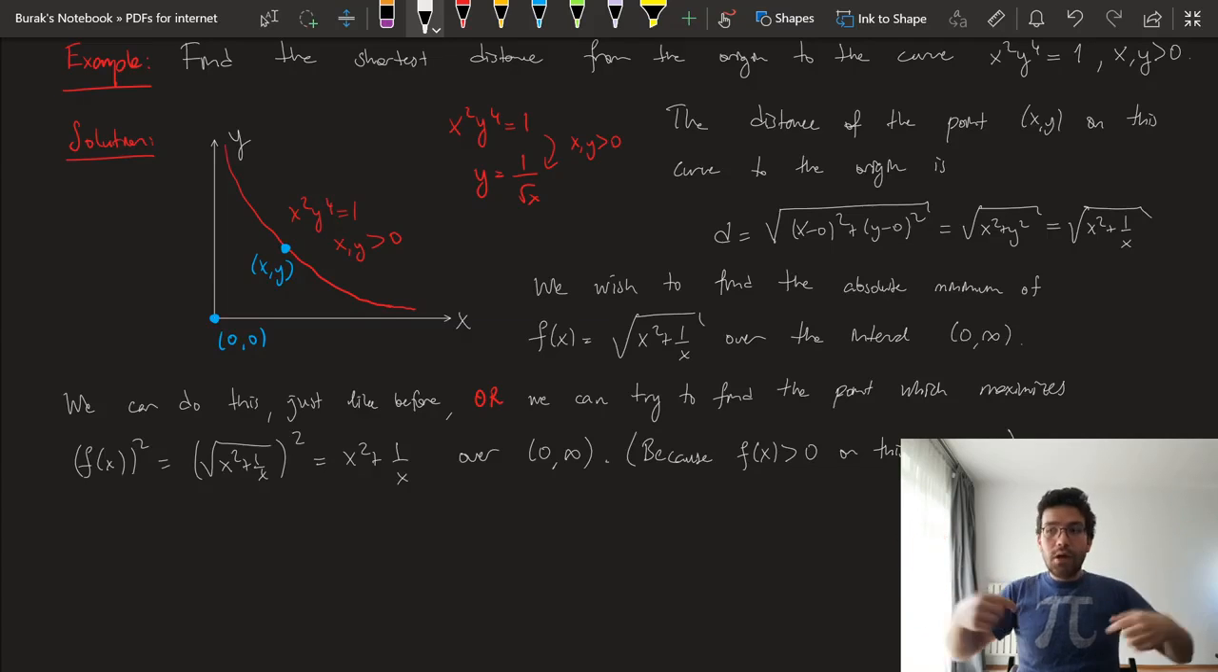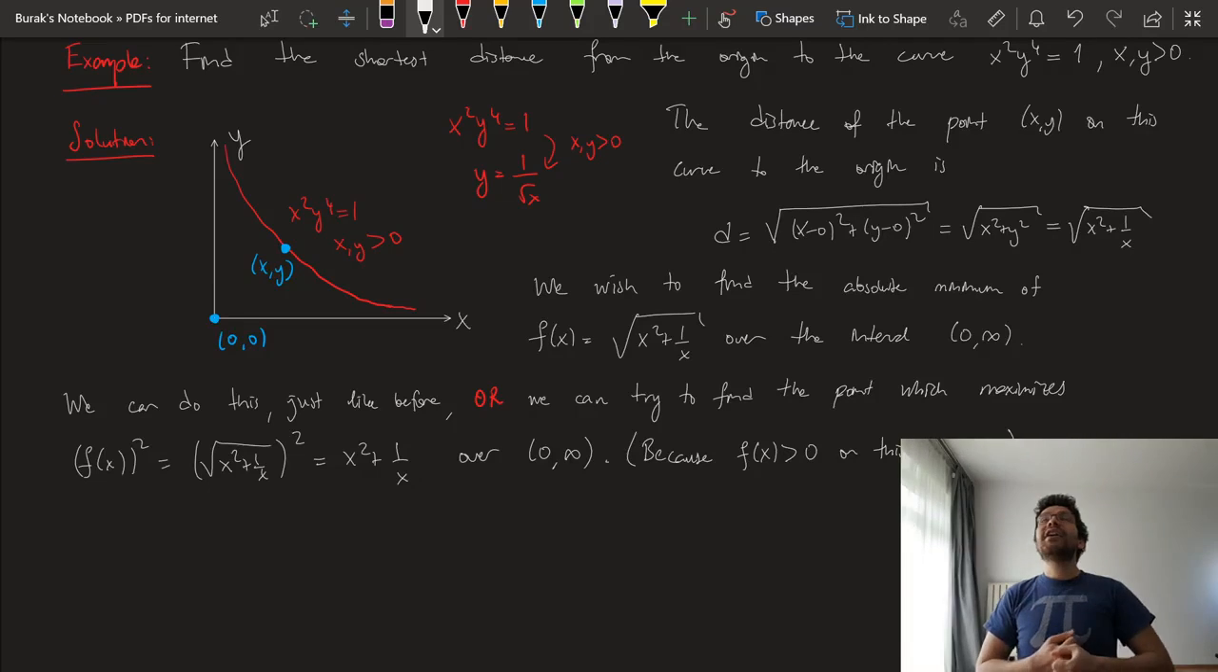What this means is, instead of trying to find the point which gives me the absolute minimum of the distance, I can actually try to find the point which makes distance squared a minimum.